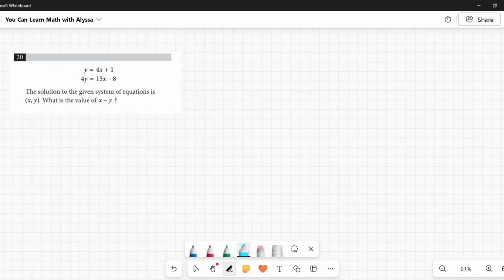Number 20. Y equals 4x plus 1. 4y equals 15x minus 8. The solution to the given system of equations is (x, y). What is the value of x minus y?